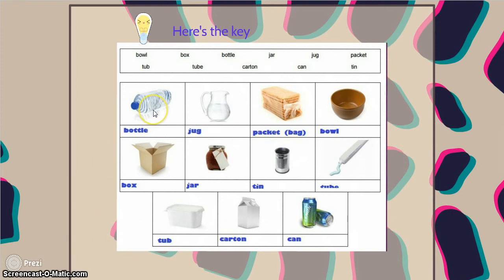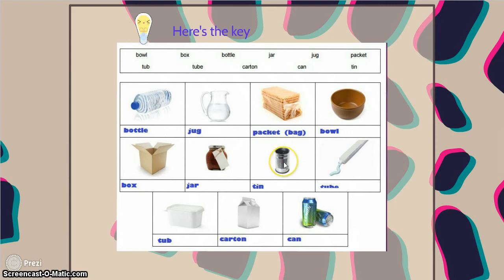This is a bottle of water. This is a jug of water. So we can drink water in a bottle or in a jug. This is a packet of biscuits. But we can also say a bag, like a bag of bananas. This is a bowl, very good. This is a box. A jar with marmalade or jam, a jar of Nutella, for example.